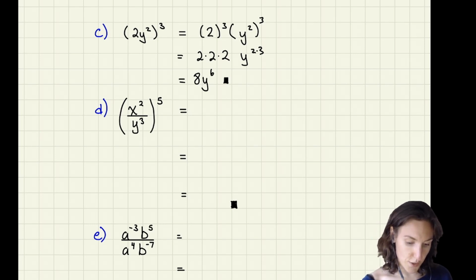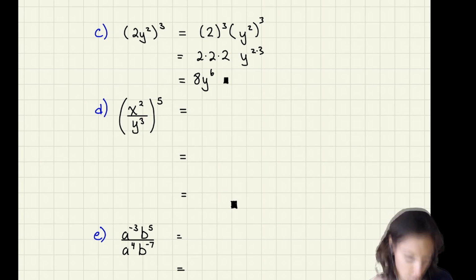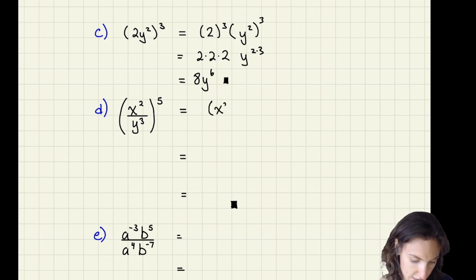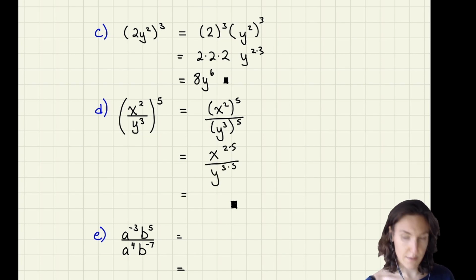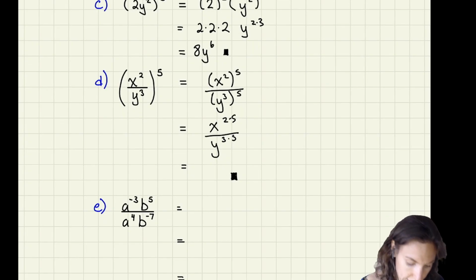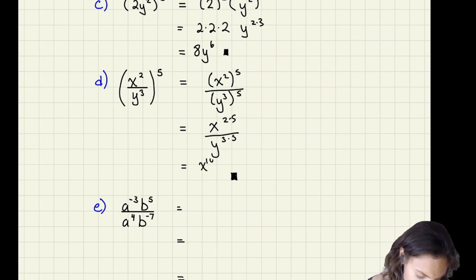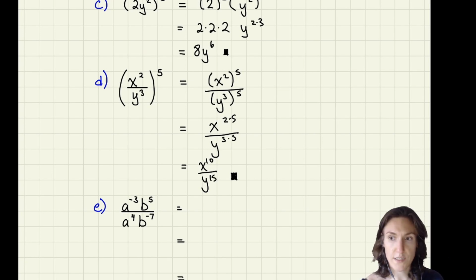For this next question, we're going to distribute the 5 into the top term and the bottom term. Okay, so we can think about this as x squared to the power of 5, and then y 3 to the power of 5. And then we have x 2 times 5, and then I have y 3 times 5. So I'm going to get x to the 10 over y to the power of 15.